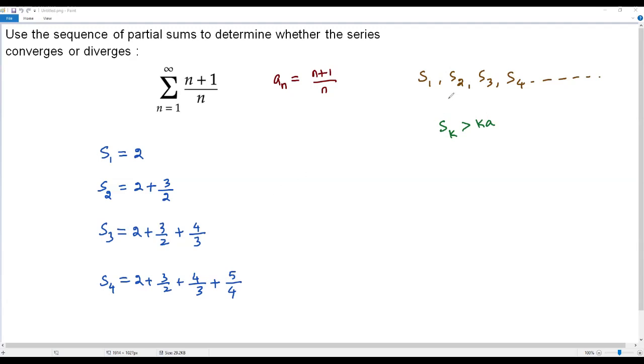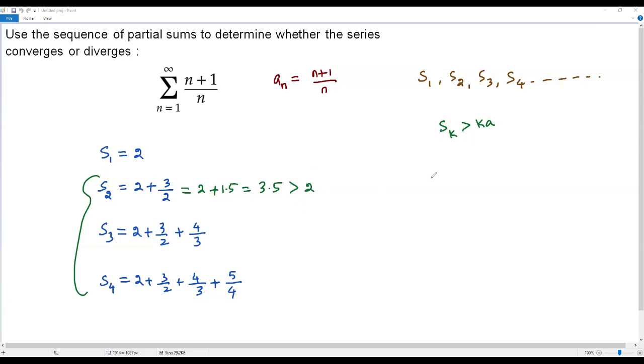So how do we check whether the sequence of partial sums satisfies this inequality Sk greater than kA? Usually we check whether the sequence satisfies this inequality from the second partial sum, that is from S2. For that we have to evaluate the value of S2. So the value of S2 is equal to 2 plus 3 over 2, which is just 1.5. Then when I add them, I'm getting 3.5. This value is greater than the first partial sum 2. That means the second partial sum S2 is greater than 2.